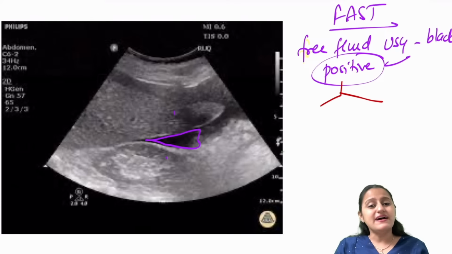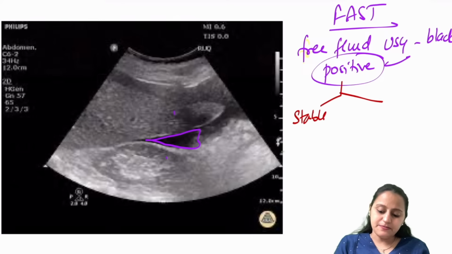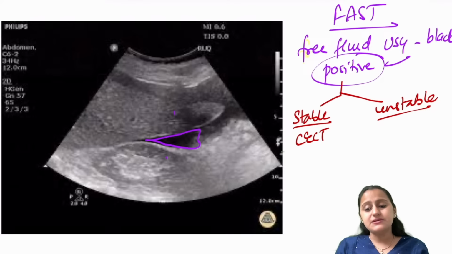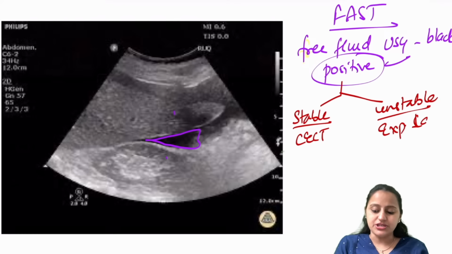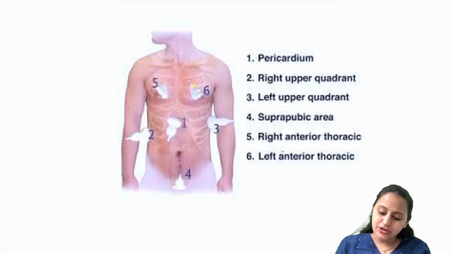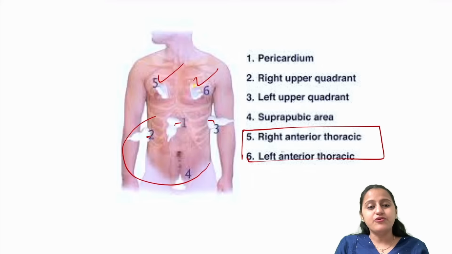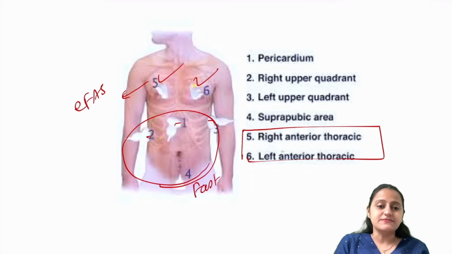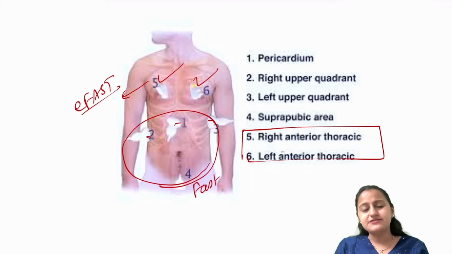So what do you do if the FAST is positive? Depends on whether the patient is stable or unstable. If the patient is stable, you do detailed evaluation with CECT. If the patient is unstable, you do not have time, you go for surgery, exploratory laparotomy. EFAST includes the thorax, to evaluate pneumothorax. So these four areas are FAST, plus the thoracic area becomes EFAST. If the pleural cavity is also included, it becomes EFAST.